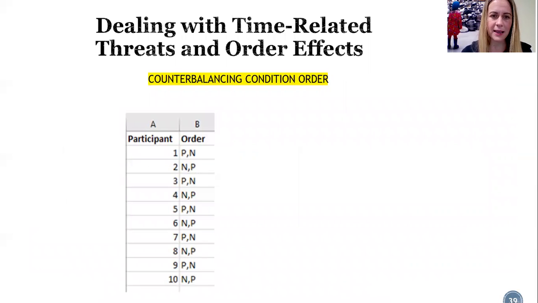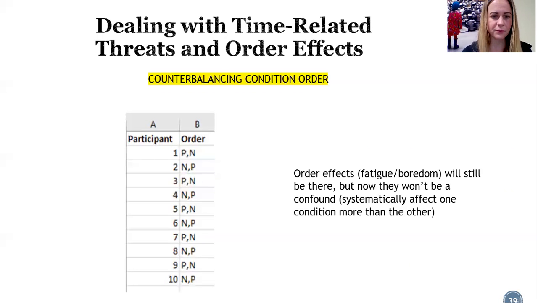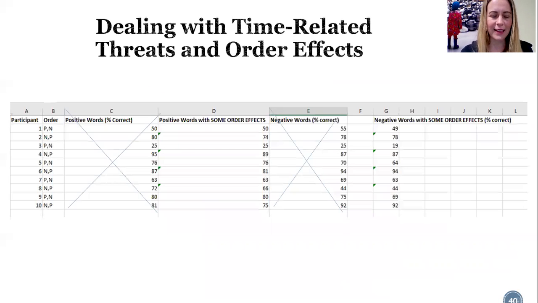So counterbalancing means that we control the order of conditions so that some people get one condition first and the other condition second. So participant 1 gets the positive words first and the negative words second. Participant 2 gets the negative words first and the positive words second. I'm going to show you how fatigue effects are still going to exist, but by counterbalancing, we're at least making sure that they don't just affect one condition and not the other. Okay, let me show you.